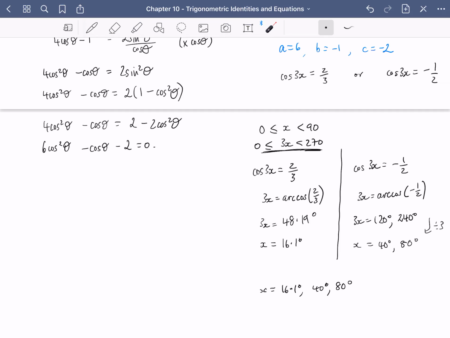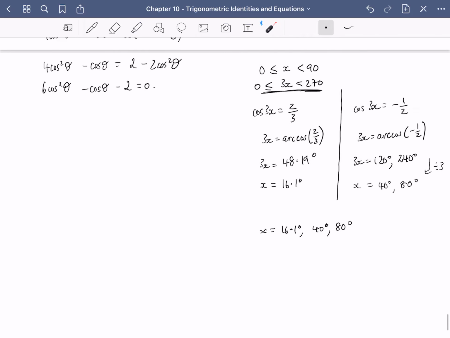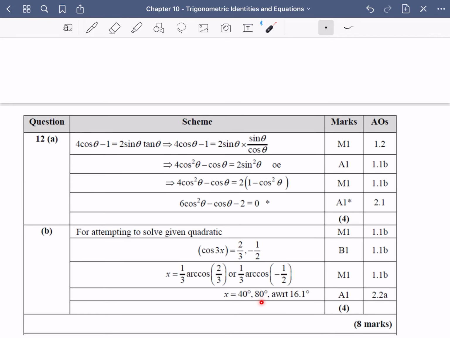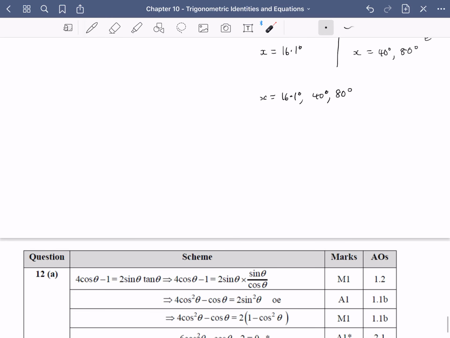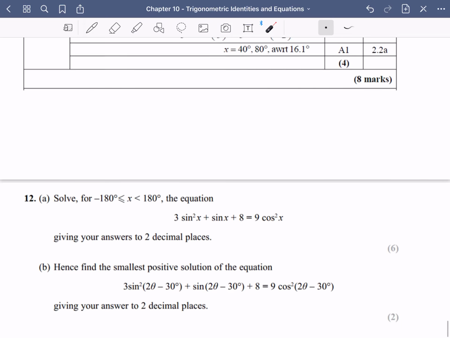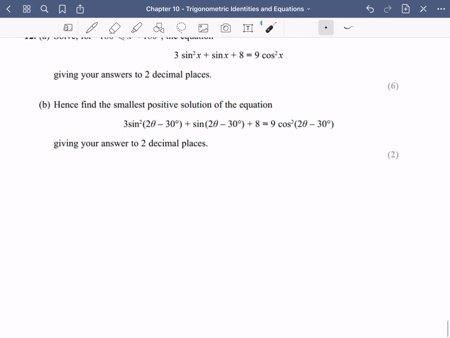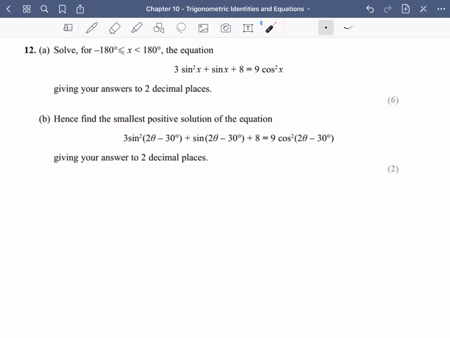Now, if I was in the exam, I would then go and use the solve feature on my graphics calculator to check my answer. But actually, I've got a mark scheme here, which will save me a bit of time. So we've got 40, 80, and 16.1, which is exactly the answers that I have. Okay, we have got one more exam question to do. Okay, let's see how we go on this. Okay, so pause it and have a go.